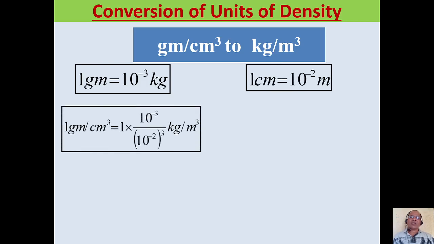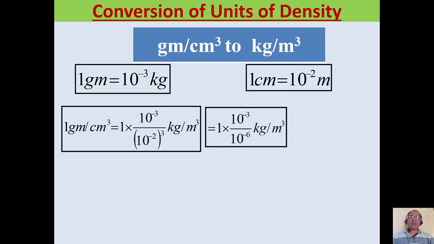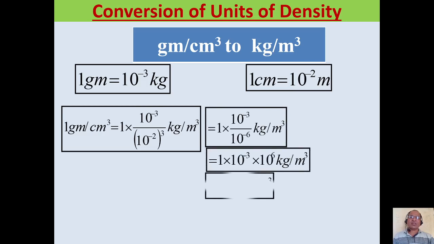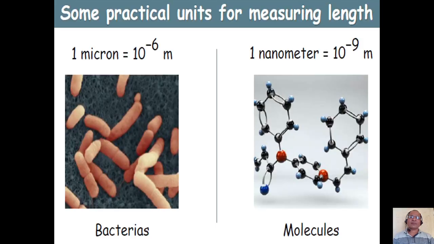So 1 gram per centimeter cube: instead of gram write 10 raised to minus 3 kilogram, instead of centimeter write 10 raised to minus 2, but its cube is there at the denominator, so its cube is taken. It will be converted into kilogram per meter cube. After calculations finally it becomes 10 raised to 3 kilogram per meter cube. So whenever we have to convert the CGS unit of density, gram per centimeter cube, to kilogram per meter cube in the SI system, we just multiply it by 10 raised to 3.